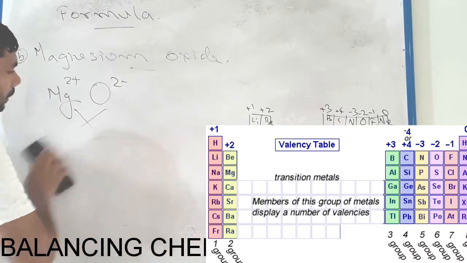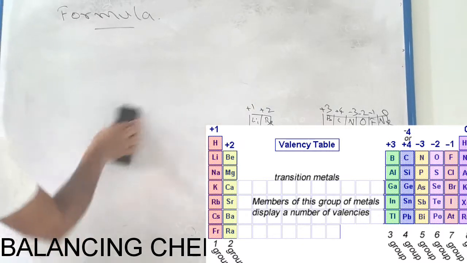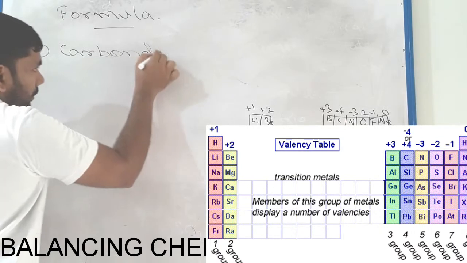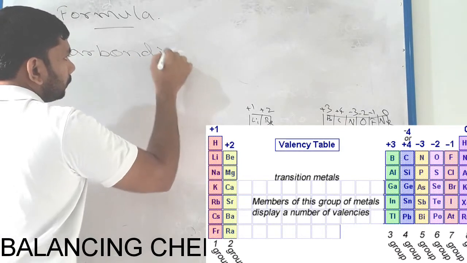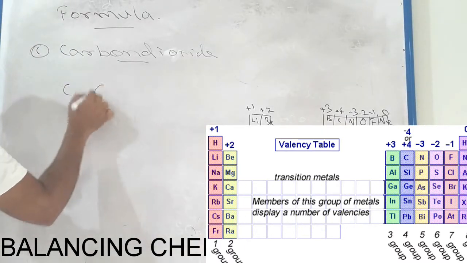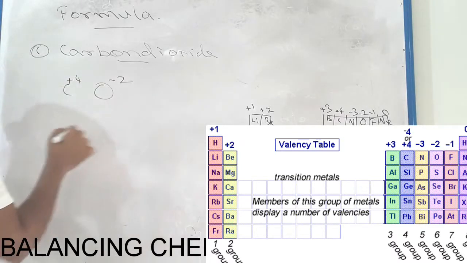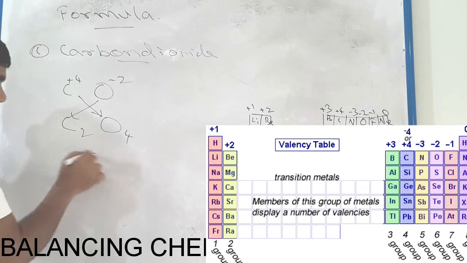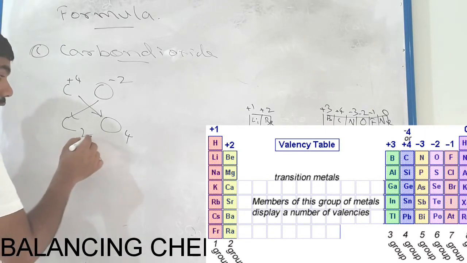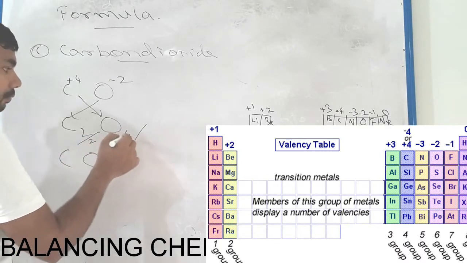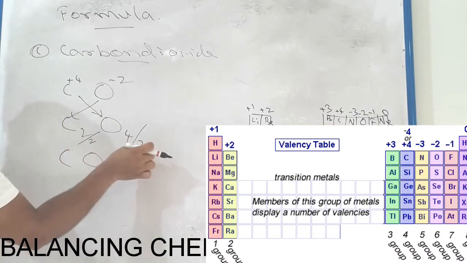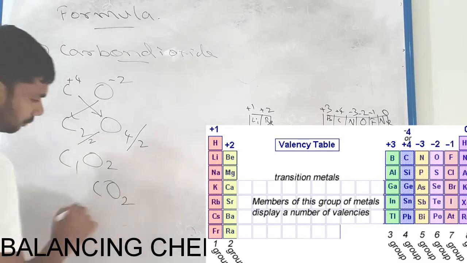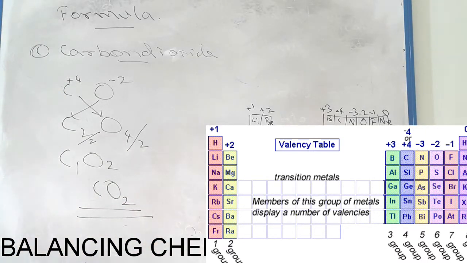Check another example, carbon dioxide. Carbon, oxygen. Carbon plus 4, oxygen minus 2. Write it again. Here it is 4, here it is 2. We will simplify with a common number. Which number will we use? We can divide 2 by 2, also we can divide 4 by 2. So 2 by 2 is 1, 4 by 2 is 2. 1, no need to write it. So the formula is CO2, carbon dioxide.